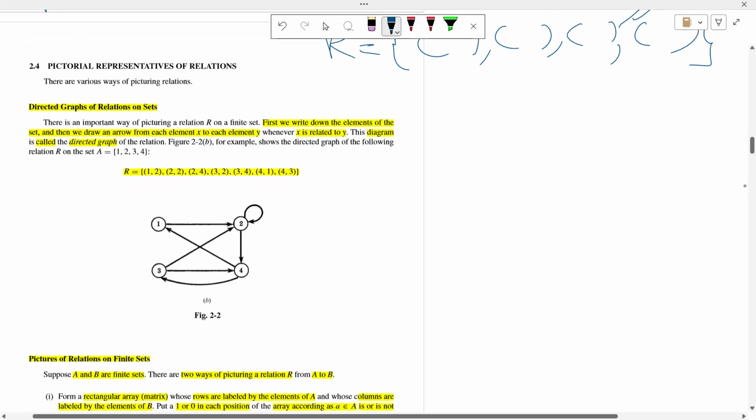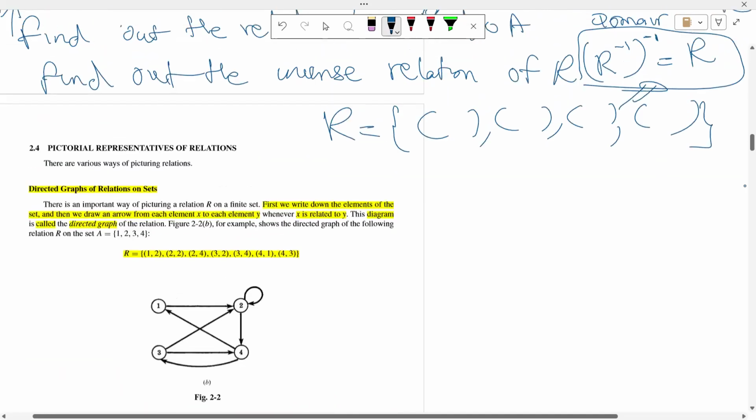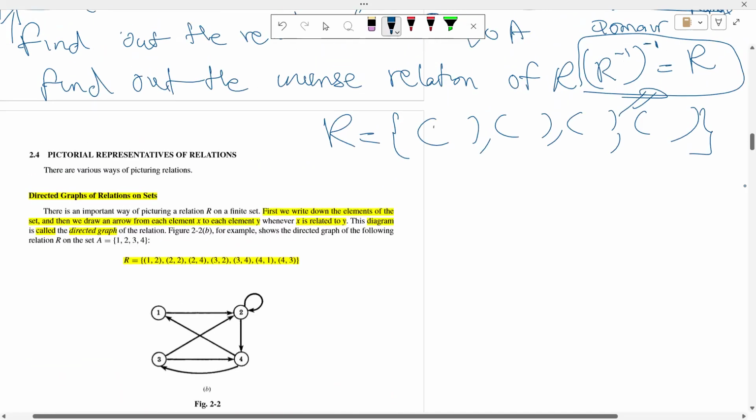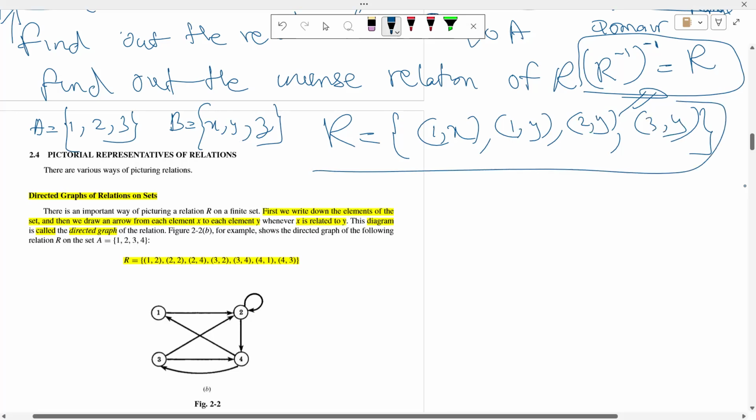Directed graph means they are using arrows to indicate the direction. I will explain how to draw this directed graph for a relation. Let's say A is a set {1, 2, 3} and B is a set {X, Y, Z}. Now I am writing a relation R: 1 comma X, 1 comma Y, 2 comma Y, 3 comma Y. This is my relation.